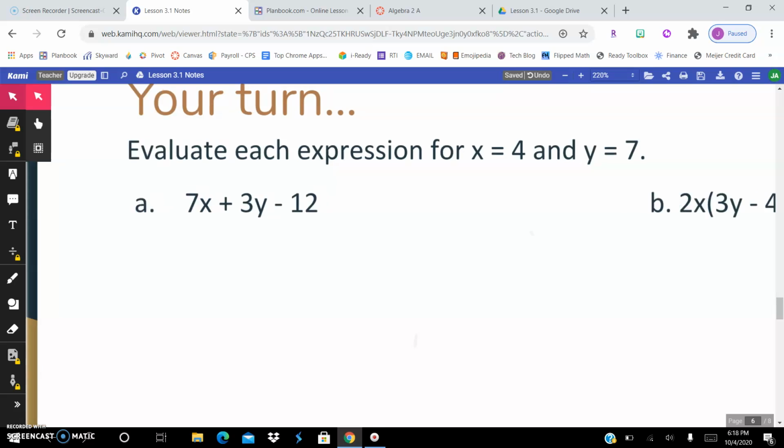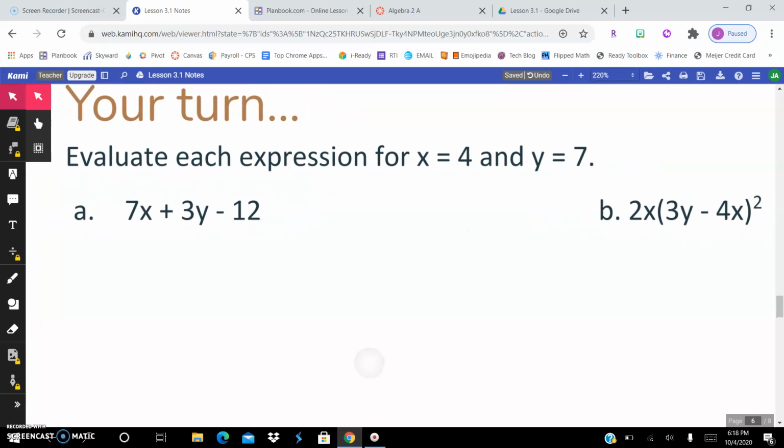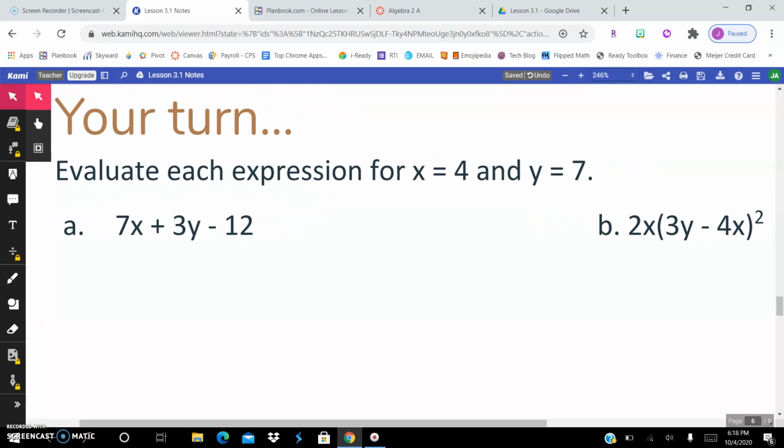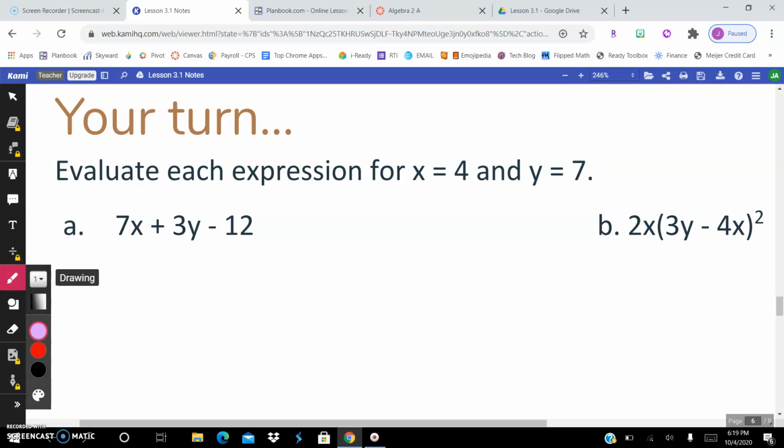So your turn. I put 2 examples out here. I would like you to pause the video and try them out and see if you get the same answer that I do, following the order of operations PEMDAS. So 7 times x, and they tell us x is 4 and y is 7. So we're going to actually have 7 times 4 here, plus 3 times 7 for y, minus 12.